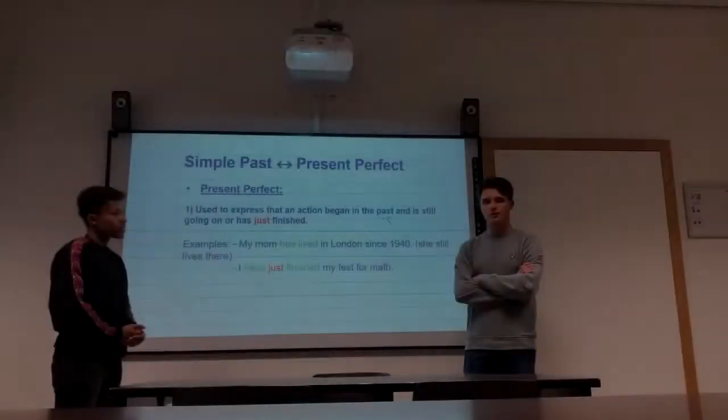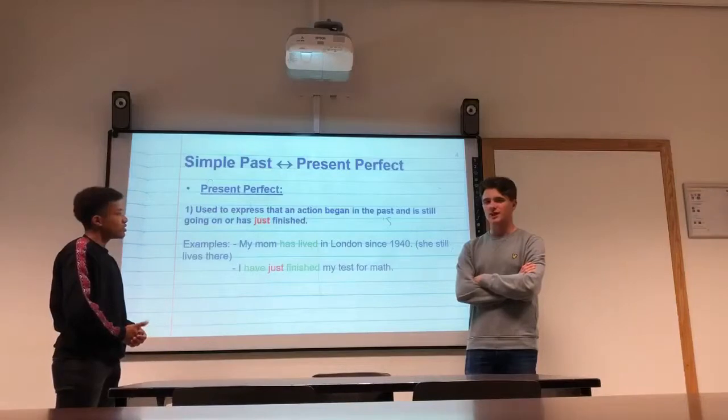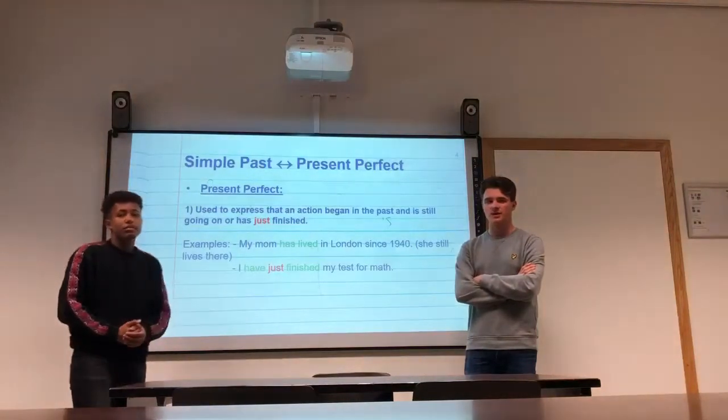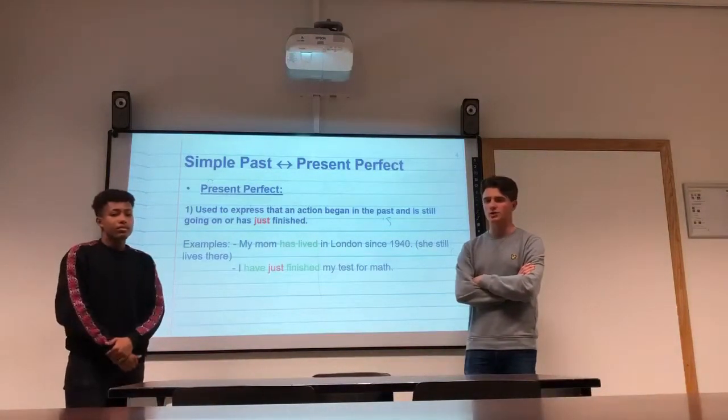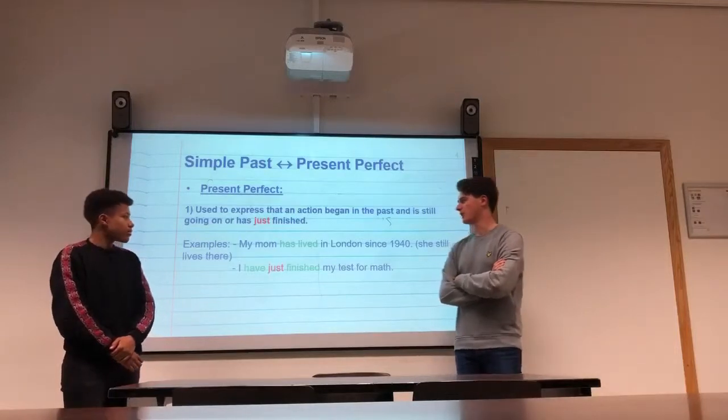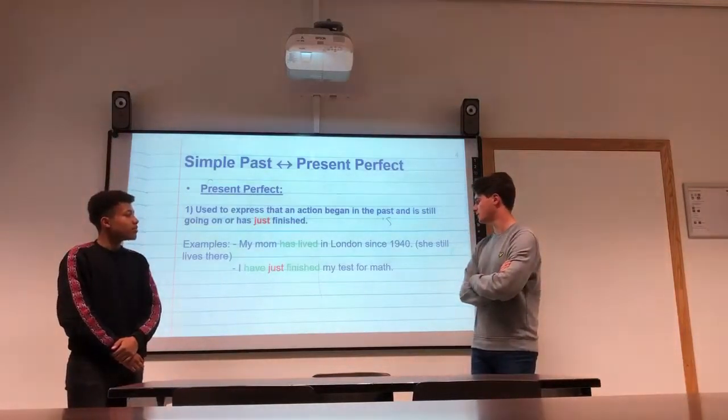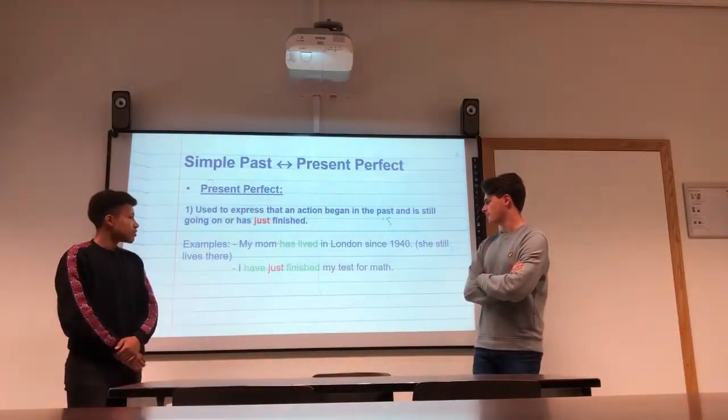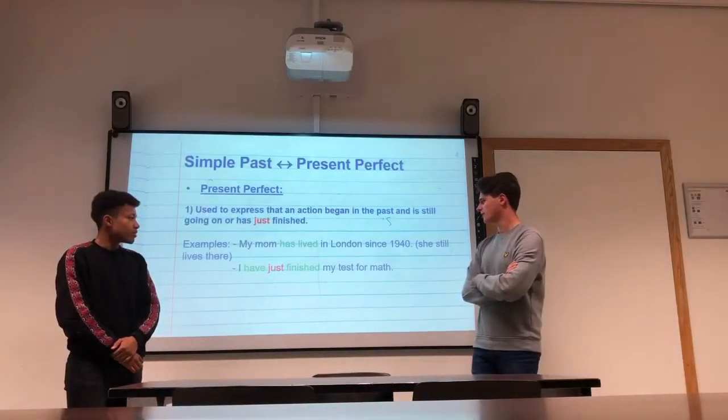We use the present perfect to express an action that began in the past and is still going on or has just finished. For example, my mom has lived in London since 1940. The action is still going on, she's still living in London, so it's a present perfect.